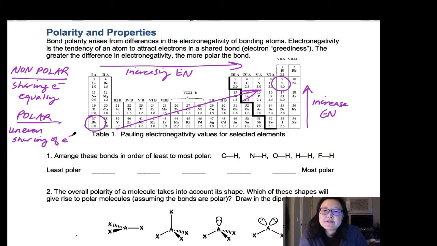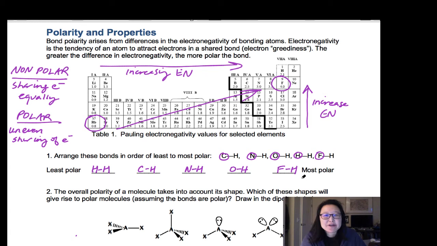So let's look at those differences. If you look at these bonds as examples, which of these would be the least polar, where you have equal sharing for both atoms? It would be hydrogen. All right, and so go ahead and try to figure out what these are.